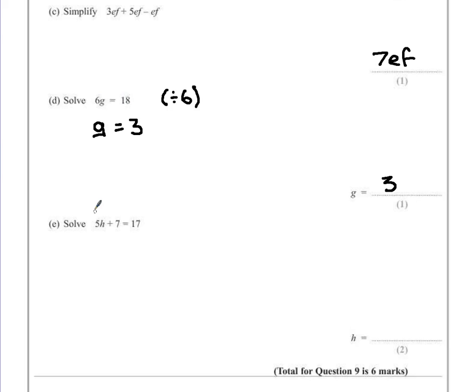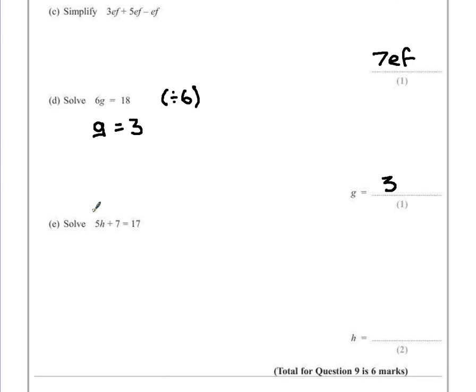Part E. 5H add 7 equals 17. Solve it. So, we're going to use the same method we just did there. We're going to use inverse operations and keep the equation balanced. This question is worth 2 marks. You have to show some working out for it. You may be able to look at it and instantly go 5 times something add 7 and work out what that something is. But without that method, you're only going to get 1 mark.